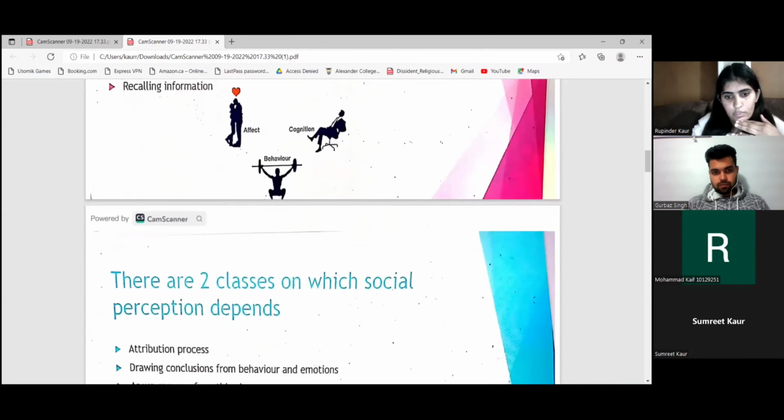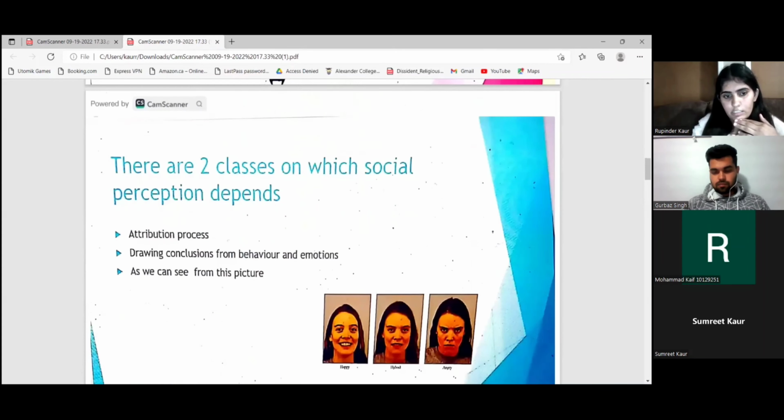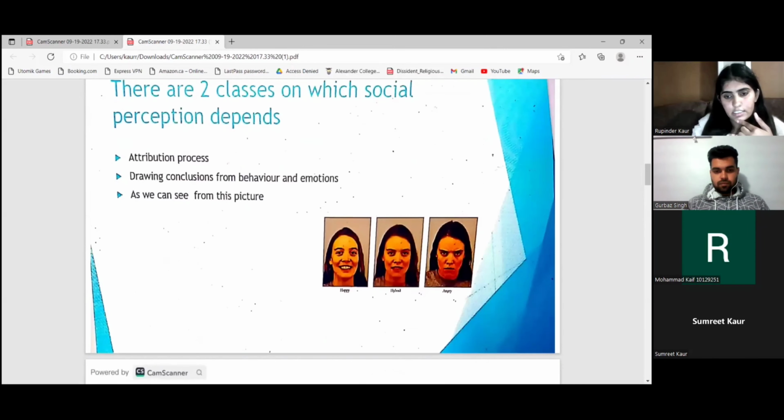In the next slide, there are two classes on which social perception depends, like the attribution process, in which we can draw conclusions from the behavior and emotion of the person. In the first picture, we can see the lady is really happy, and she's really enthusiastic for doing anything because she's happy. And in the second picture, she's neither happy nor sad, her emotions and feelings are fluctuating. In the third picture we can see she's angry, and she's showing aggressive nature, and she's not enthusiastic enough for doing anything.